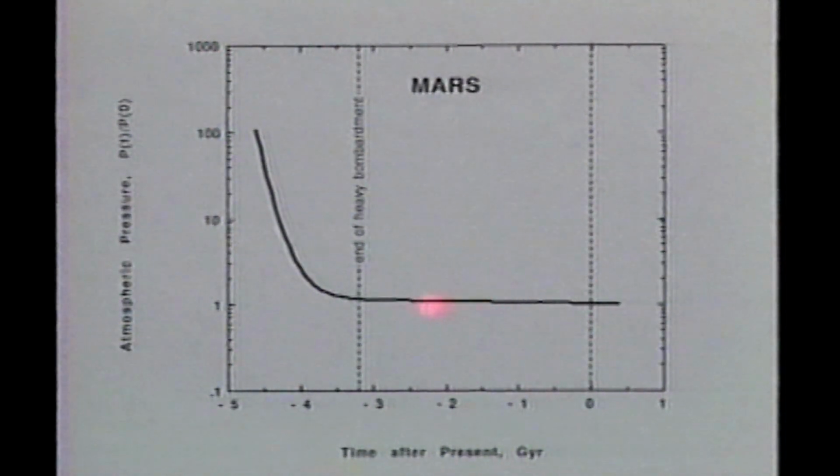We go backwards in time. You can see between the end of heavy bombardment and now, there's been very little change in atmospheric pressure because there simply haven't been enough impacts. However, when we get back to heavy bombardment, we see that the atmospheric pressure could have been as high as 100 times the present pressure, which is about a bar. So that atmospheric erosion, at least during heavy bombardment, could have effectively removed a 1 bar atmosphere to leave us with our present very low pressure atmosphere.